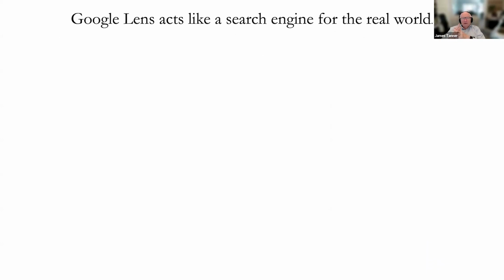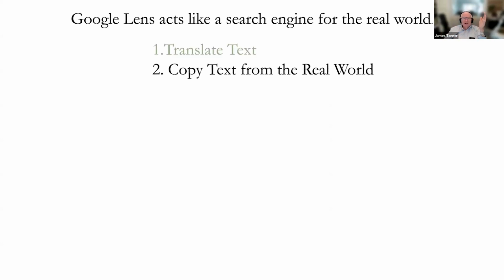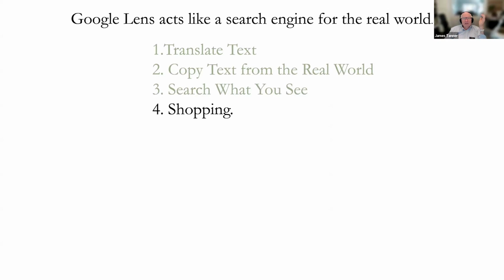And so what Google Lens does is act like a search engine for the real world. In this case, it can translate text, and it can copy text from the real world. So you go out there and copy it. Then you can search for what you see. In other words, you can look at something and have it tell you what it is, or how much it costs, or where you might buy it, or whether this is something I want to eat, or whatever you want to do with it. And you can use it for shopping.